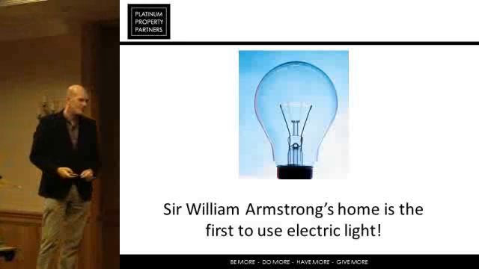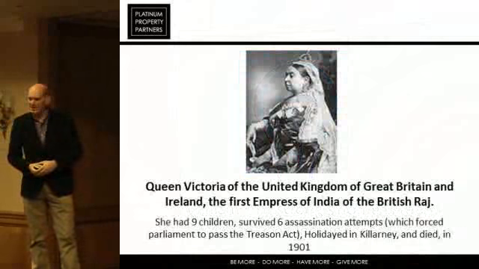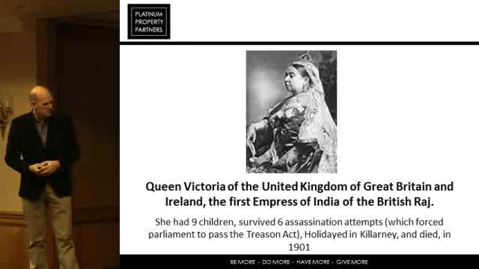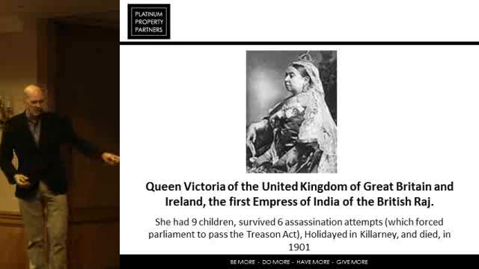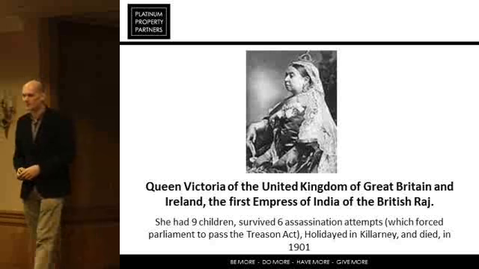1890. Very good. You know your light bulbs. I like it. Queen Victoria. She was on the throne. The first Empress of India. Did you know she had 9 children? Can anybody name them?